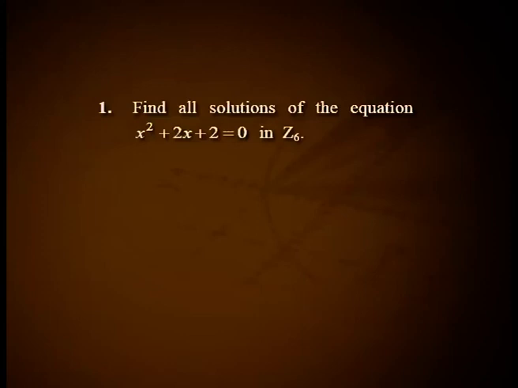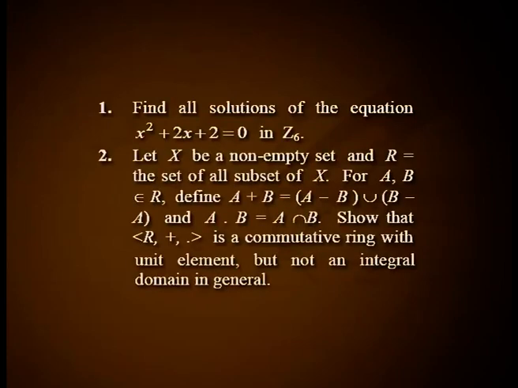Question 1. Find all solutions of the equation x² + 2x + 2 = 0 in Z6. Question 2. Let X be a non-empty set and R the set of all subsets of X. For a, b belonging to R, define a + b = (a − b) ∪ (b − a) and a·b = a ∩ b. Show that (R, +, ·) is a commutative ring with unit element, but not an integral domain in general.